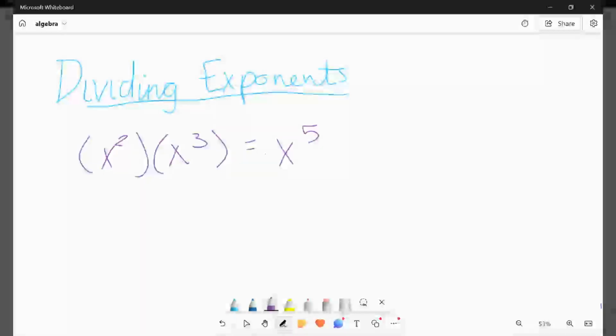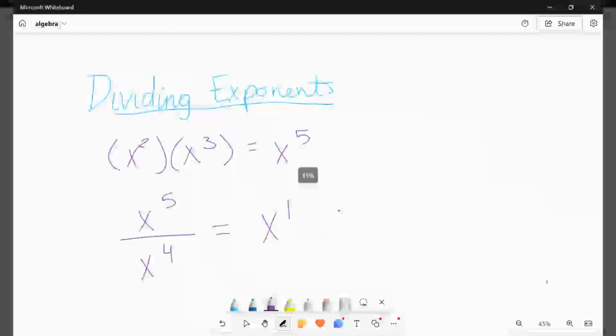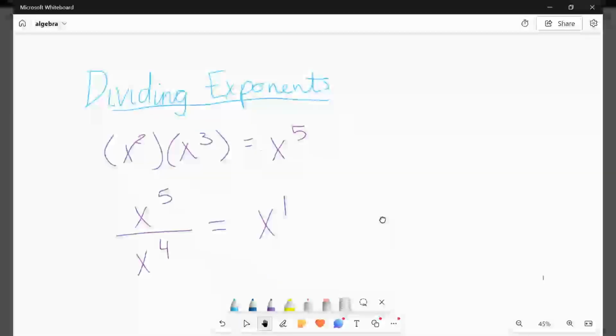Now we're going to talk about dividing. So let's say I had x to the fifth divided by x to the fourth. So guess what? If we divide, instead of adding now, we're subtracting. So now we'll subtract the exponent. So it'll be 5 minus 4. And we keep the same base. So x to the first power. And it's just that simple. So we'll run through a few examples here. But it should be a pretty straightforward lesson.